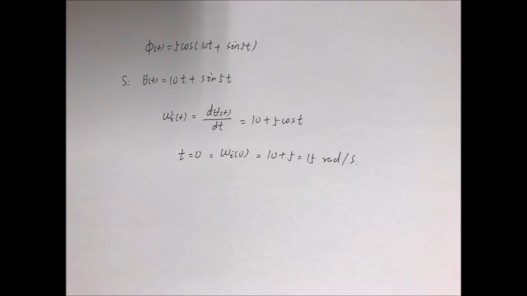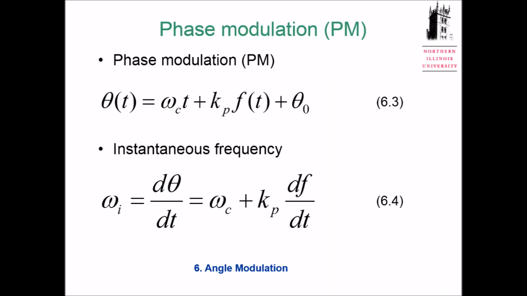So instantaneous frequency will be d theta dt. Okay, 10t we get 10, right? 5 cosine 5t. So this is my instantaneous frequency. When we ask when t is 0, omega i at 0 will be 10 plus 5 cosine 0. Cosine 0 is 1. So 15 radian per second is my instantaneous frequency.